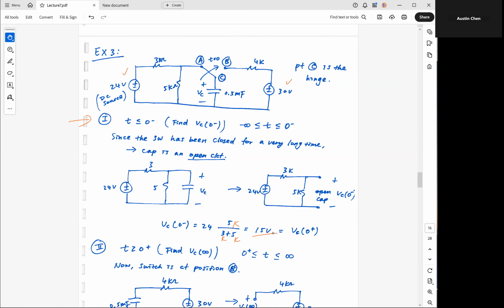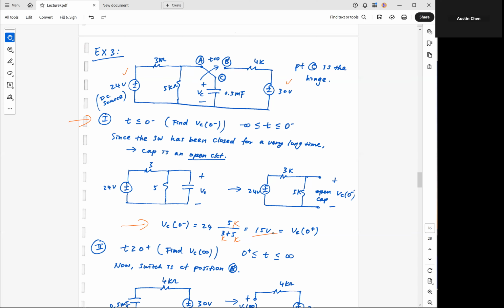And so remember, the goal here is to find VC at 0 plus, because it is the VC at 0 plus that we need in order to fill out this template, right? So the template has a term VC at 0 plus. So it's the term with 0 plus that we need.